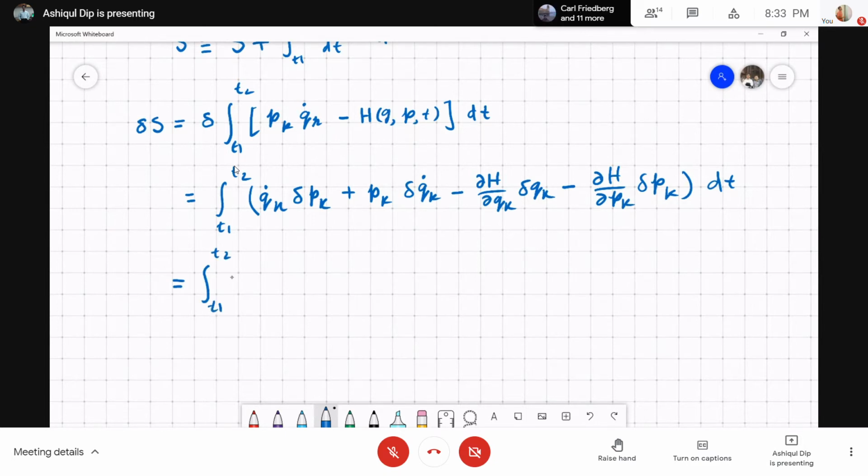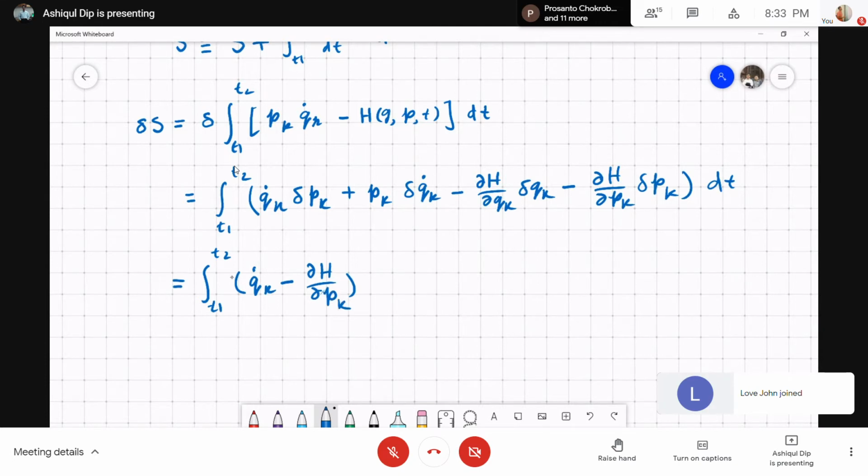We get T1 up to T2, and then let's do the variation of PK first. Then we have QK dot minus delta H by delta QK. Sorry, delta PK I should write. PK variation PK, plus, then what? PK.